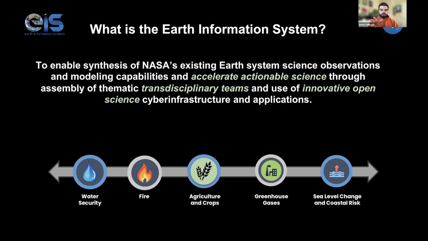So these are the focus areas that we have stood up so far, or are focusing on within the Earth Information System project. We have water security, fire, agriculture and crops, greenhouse gases, and sea level change and coastal risk. So I'll give kind of an overview of the whole project, but we're really going to focus on some examples of some really cool work that we've done in the sea level change and coastal risk thematic area.